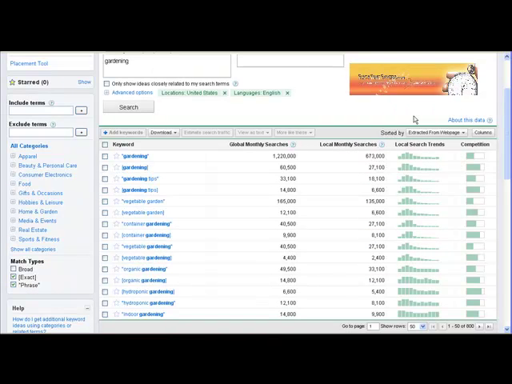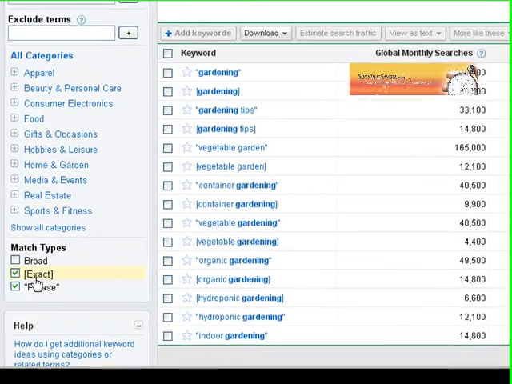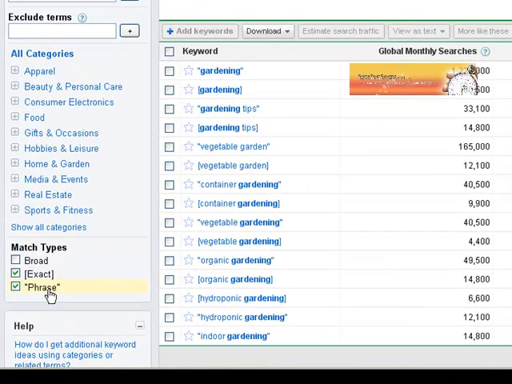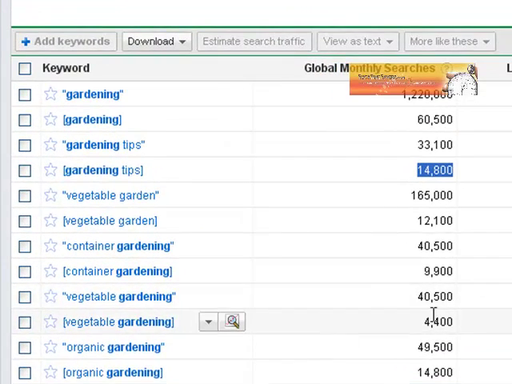Second point I want to cover is that when I put in gardening, I had the keyword tool return back exact match and phrase match. Phrase match is in quotes. What that means is that if you take gardening tips, there could be keywords in the back or keywords in the front or both. If you look over at the numbers for the phrase match, it is typically always larger, much larger, 50% larger than the exact match. Let's take a look at vegetable gardens, even more drastic.